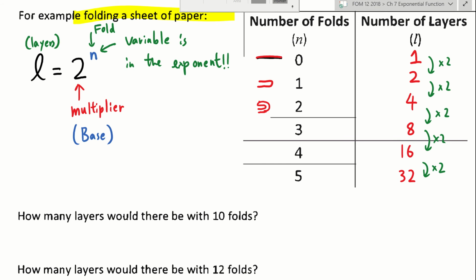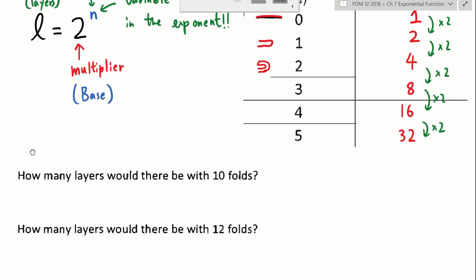So let's say you don't fold at all, which is 0: 2 to the power 0. Anything to the power 0 is 1, and so on, right? If you have 1 in there, then 2 to the power 1 is 2 layers. If you fold it twice, then 2 to the power 2 is 4, so we have 4 layers, right? So it's matching the numbers that we have on the left, on the right-hand side.